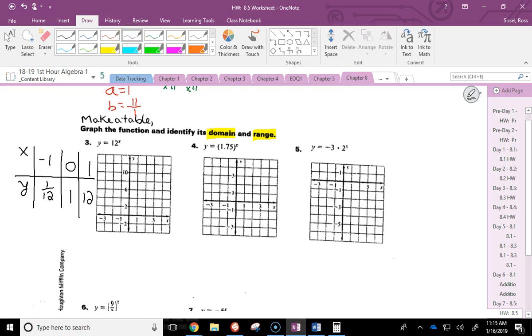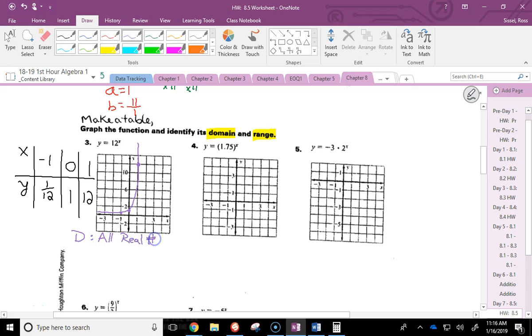We graph this one. I'm at 0, 1. I'll put that dot here. At 1/12, somewhere here, and 1, 12, it looks like here. Draw your line in. There's my graph. Then you have to define your domain. And I will say my domain is all reals.